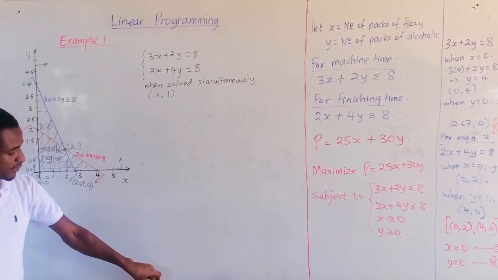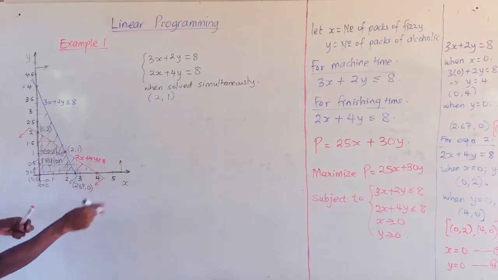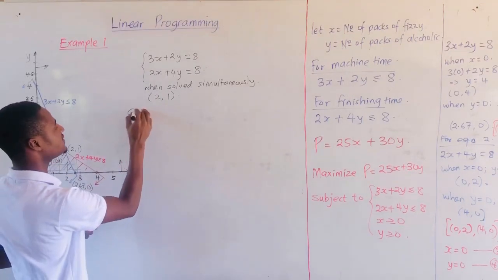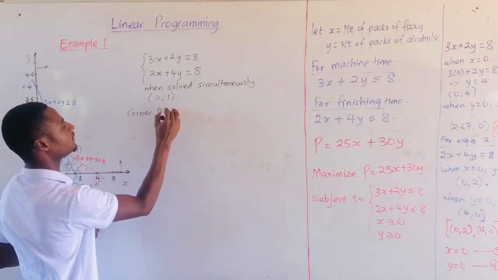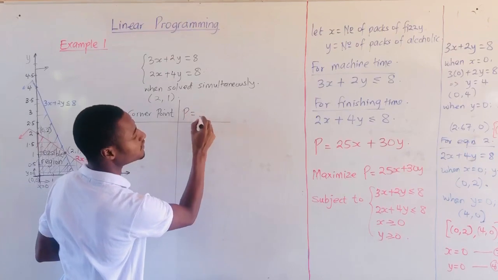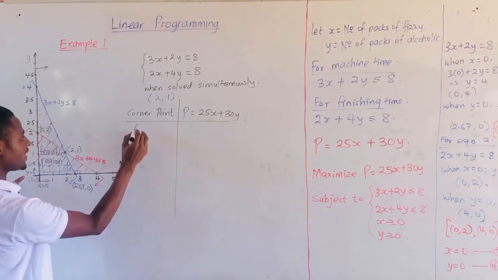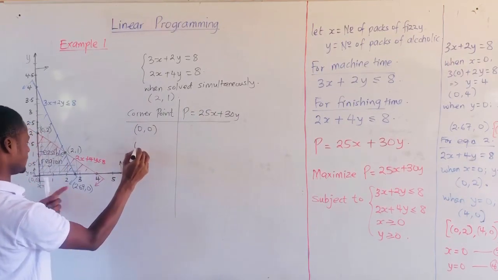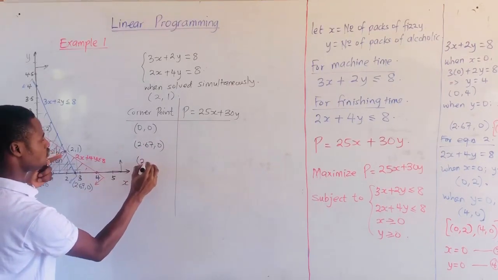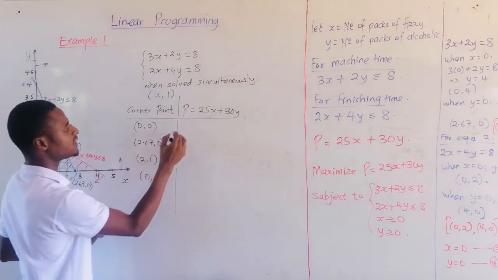Now let's find our maximum profit by putting these corner points in our objective function, which is the profit function. So let's take the corner points here, and this is our profit, P = 25x + 30y. The points we have: (0, 0). The next point (2.67, 0). The next one (2, 1). And the last one is (0, 2). Let's put this in our profit function.